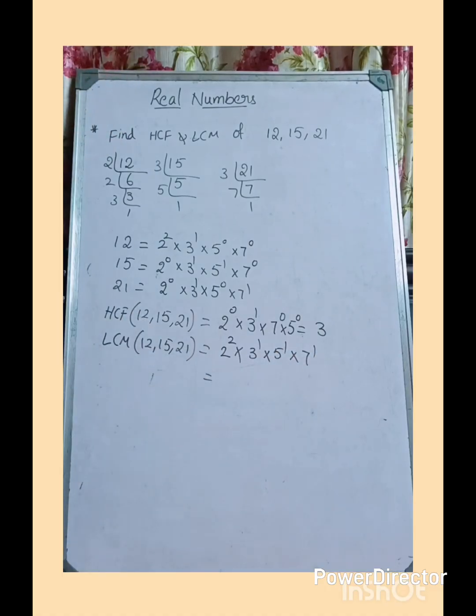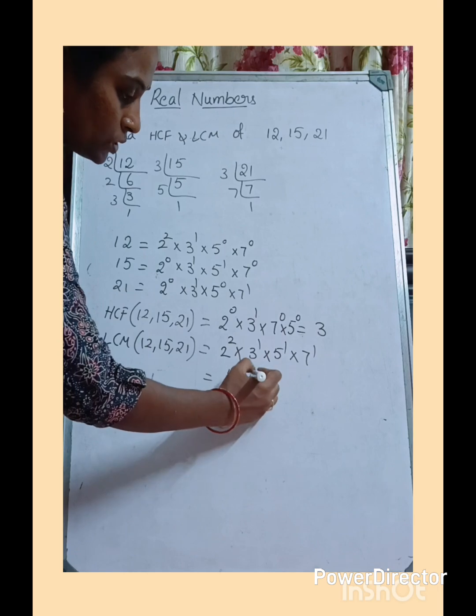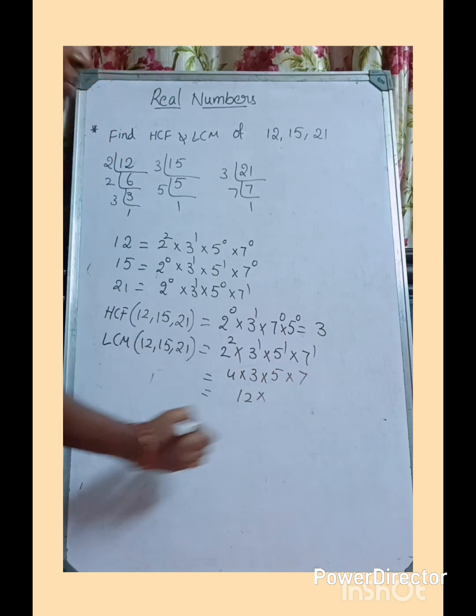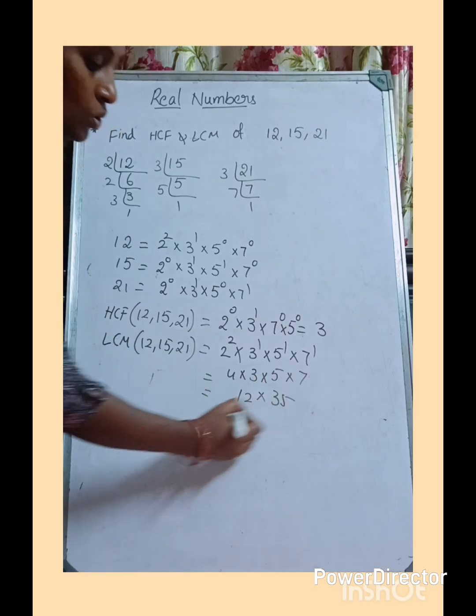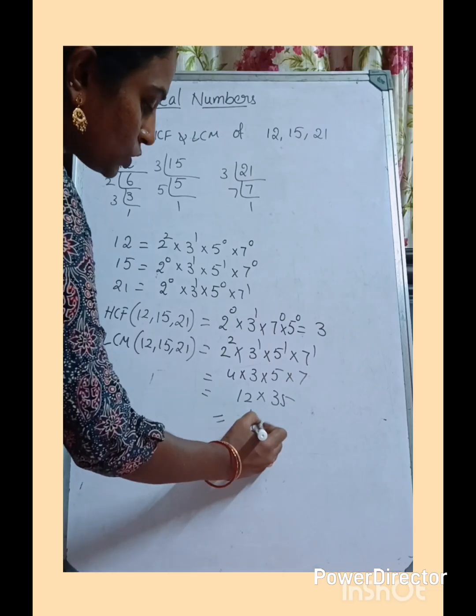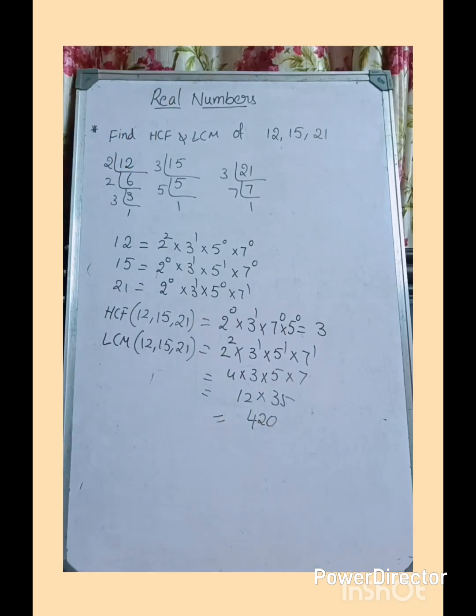So 2 square is nothing but 2 into 2, right? Yes. So 4 into 3 into 5 into 7. 4 3s are 12. 5 7s are 35. So 12 into 35. 12 into 35 is nothing but what? 420. So the LCM of 12, 15 and 21 is 420. Remember always, when you are finding the HCF and LCM of the given numbers, HCF means we need to take the least powers of the numbers and LCM means we should take the highest powers of the numbers.